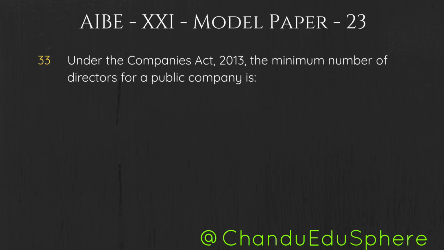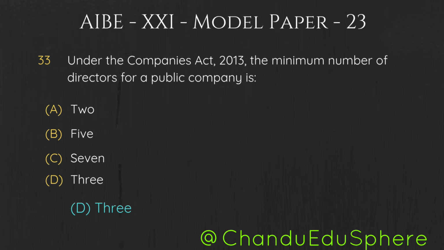Under the Companies Act 2013, the minimum number of directors for a public company is 3. Section 149(1)(a) of the Companies Act 2013 mandates a minimum of 3 directors for a public company, 2 for a private company, and 1 for a one-person company. 3. Choice D is the right choice.